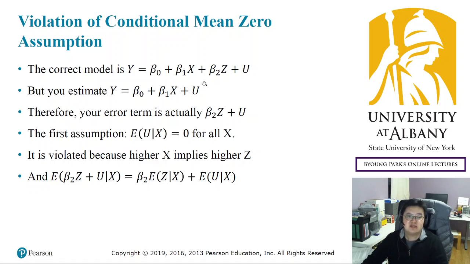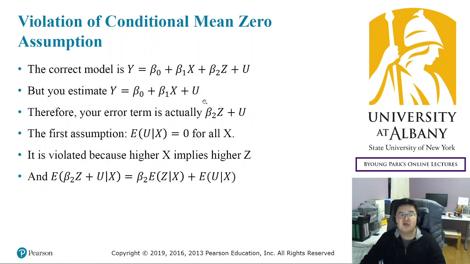In this case, because Z is not observed, this part, beta 2 Z, is absorbed into the error term in your model. So in your model, your error term has to take care of the original error term plus the omitted variable. And so your error term is actually this. This is your error term.